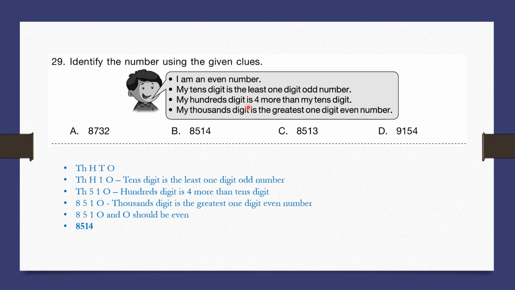My hundreds digit is 4 more than my tens digit. So the tens digit is 1 and 4 more than 1 is 5. So we replace the hundreds digit by 5. Now my thousands digit is the greatest 1-digit even number. So the greatest 1-digit even number is 8. So we replace the thousands digit by 8. So we have 851 with a condition that the ones digit will be an even number. So our answer will be option B.